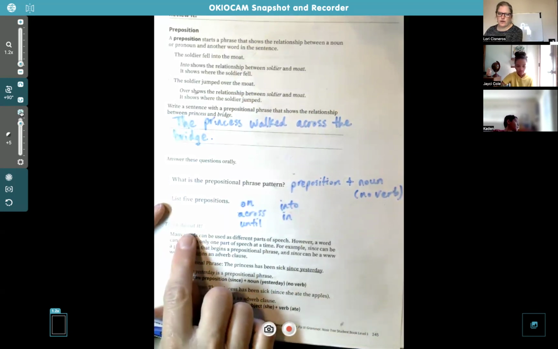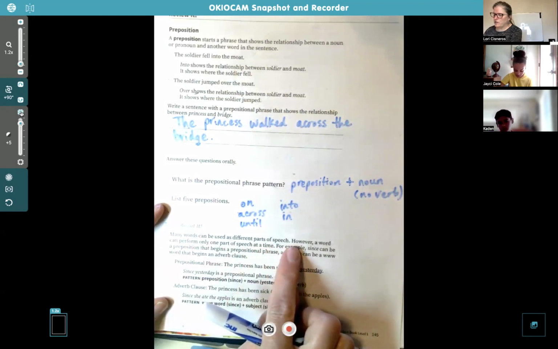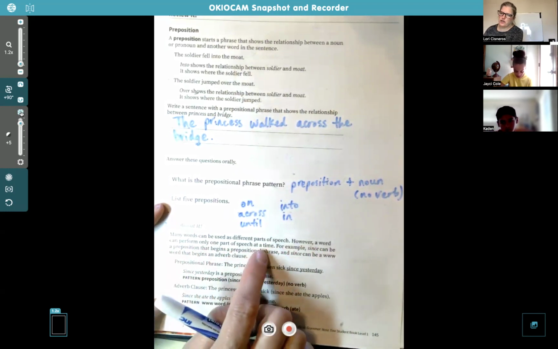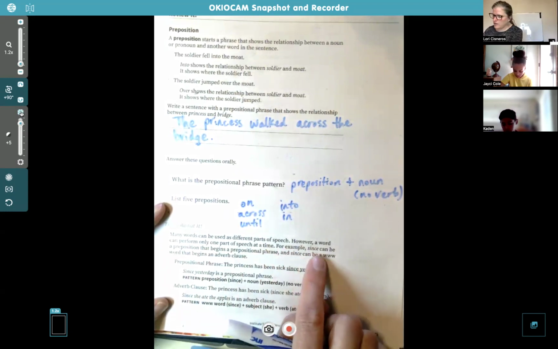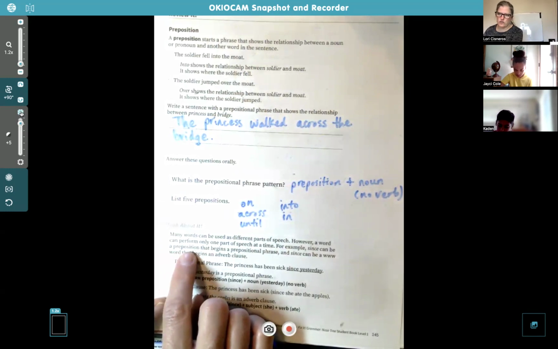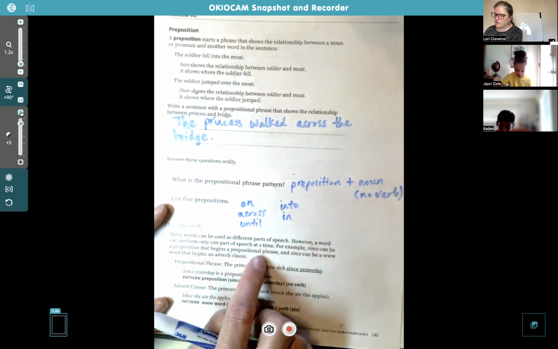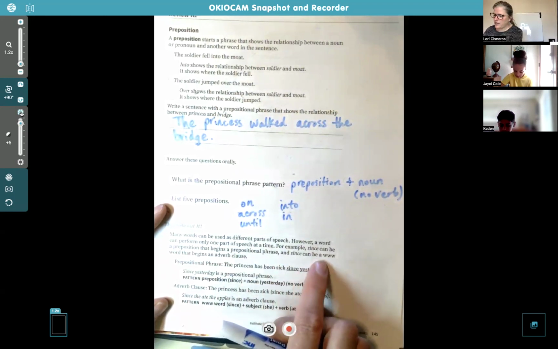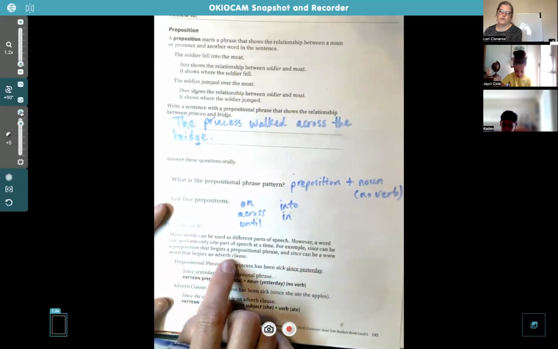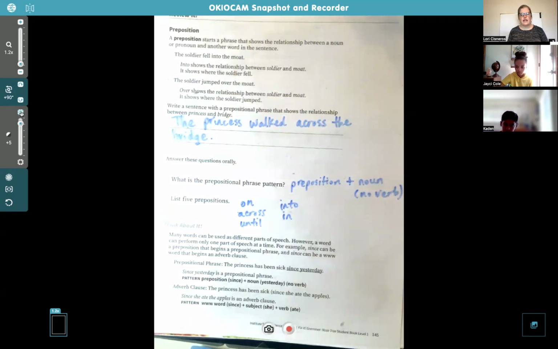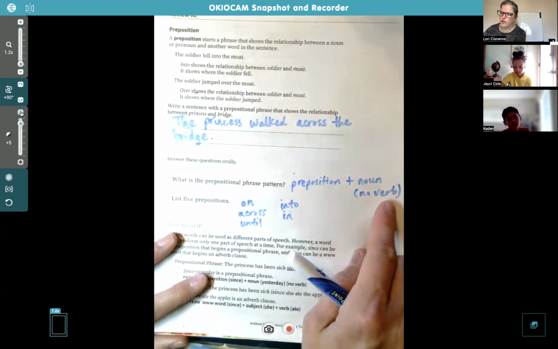Okay, and down here it says, think about it. Many words can be used as different parts of speech. However, a word can perform only one part of speech at a time. For example, since can be a preposition. So it's in that list we just looked at, the word since, that begins a prepositional phrase. And since can be a WWW word that begins an adverb clause. So remember that WWW Asia word, the S in Asia stands for since. So the word since is on two different lists. So it can be used as a preposition, a prepositional phrase, or an adverb clause. And remember the difference between the phrase does not have a verb, no verb, but a clause does.